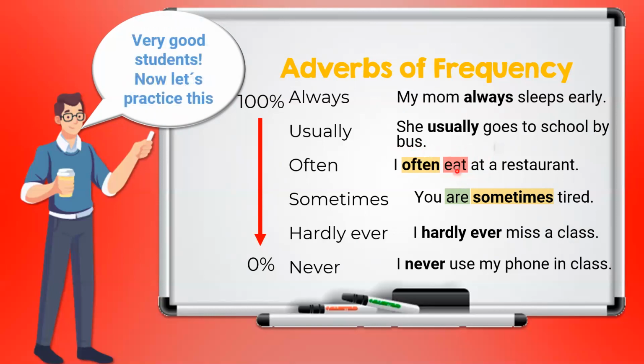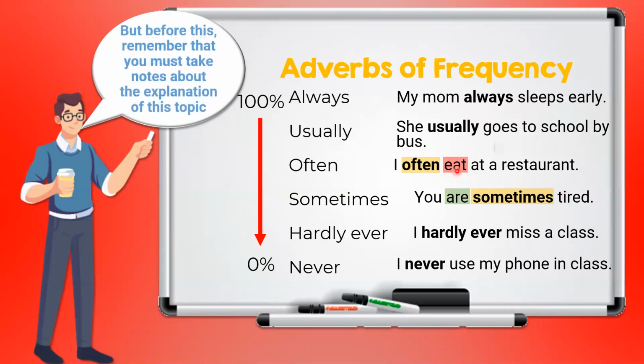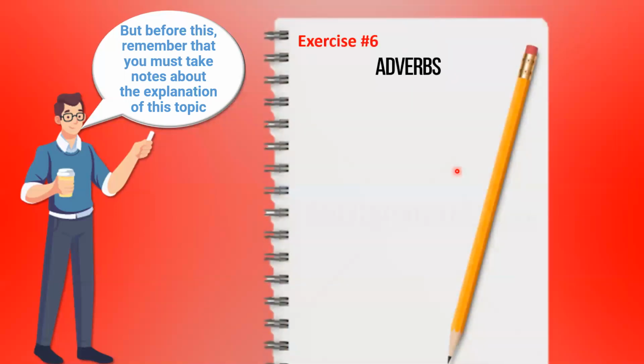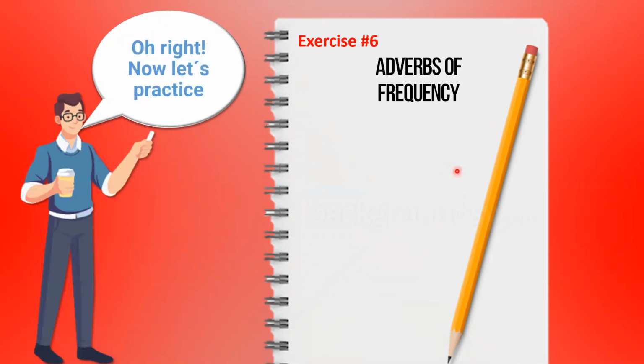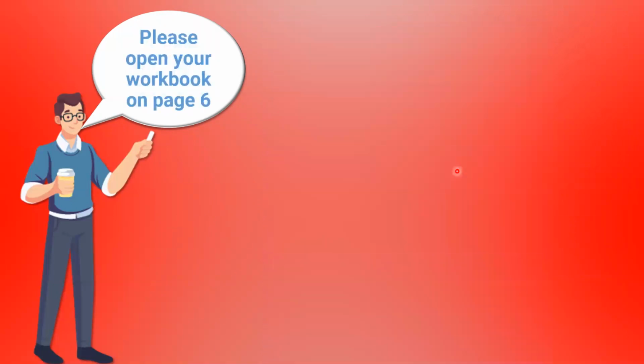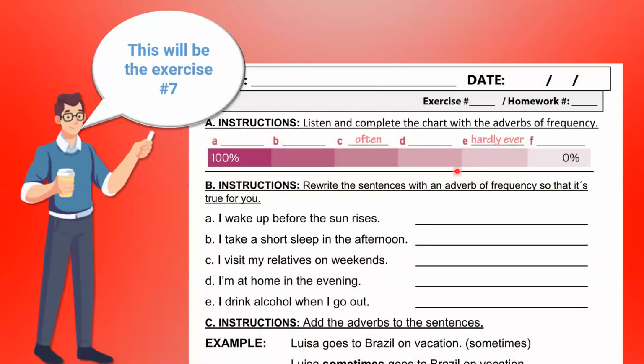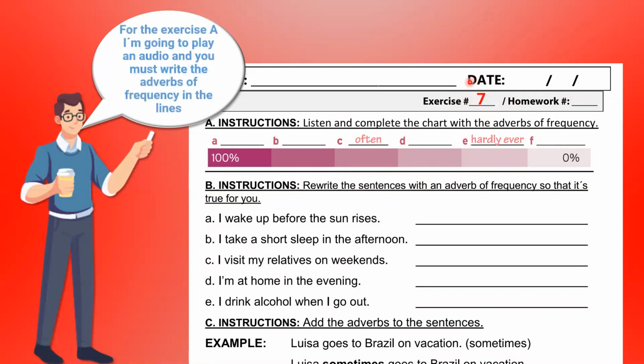Very good, students. Now let's practice this. But before this, remember that you must take notes about the explanation of this topic. Alright, now let's practice. Please open your workbook on page 6. This will be the exercise number 7. For the exercise A, I'm going to play an audio, and you must write the adverbs of frequency in the lines.